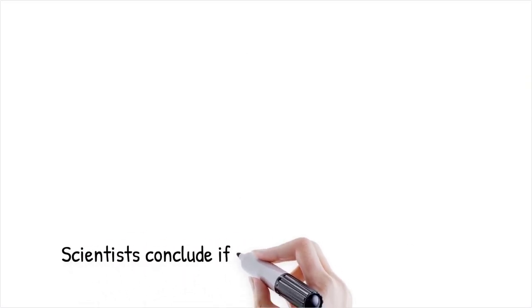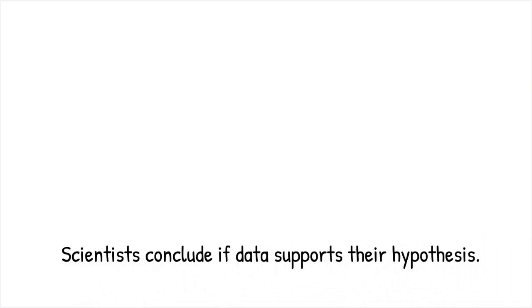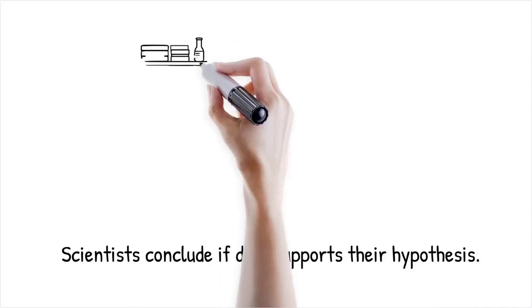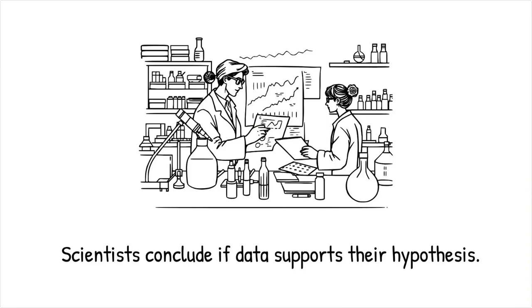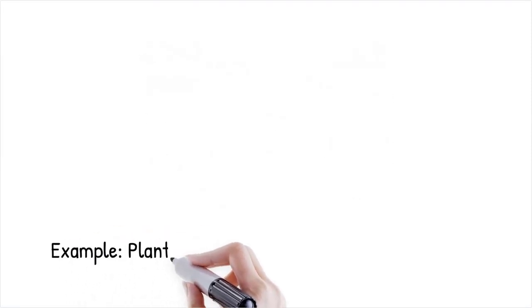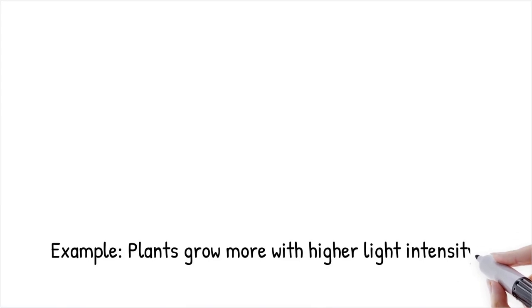Drawing conclusions. Based on the analysis, scientists draw conclusions about the validity of the hypothesis. They determine whether the data support the original prediction or if the hypothesis needs to be revised. This step also involves considering alternative explanations and assessing the reliability of the experimental design. Conclusions are then integrated into the broader context of existing scientific knowledge.